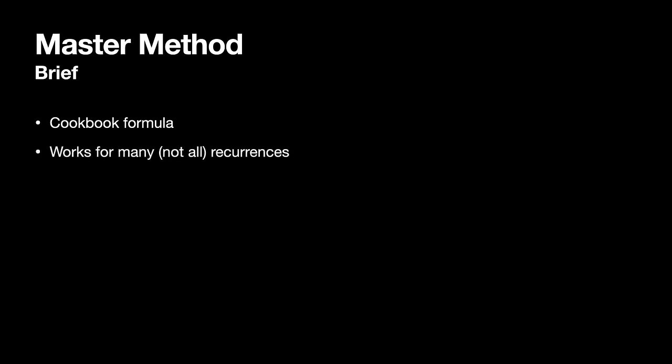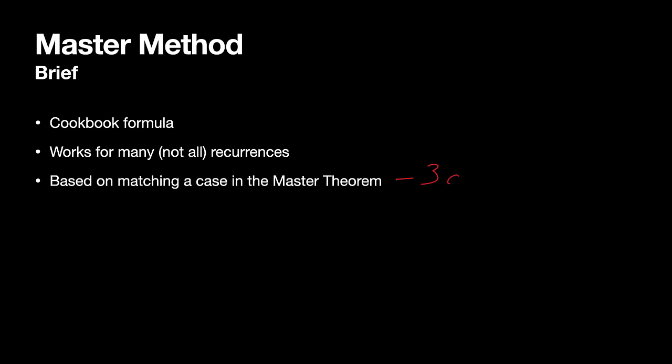Okay, so the master method, briefly, is kind of a cookbook formula. It works on many but not all recurrences, and it's basically based on matching a case in the master theorem. So as we'll see shortly, the master theorem breaks down into 3 distinct cases, and each one has basic rules for matching that case and some restrictions on when it may not apply.